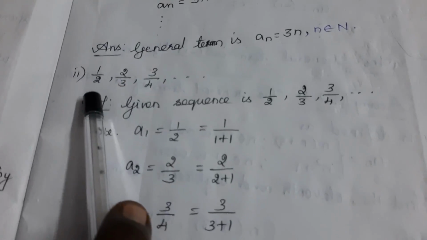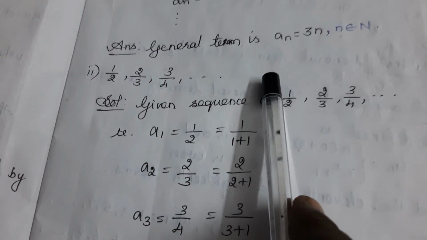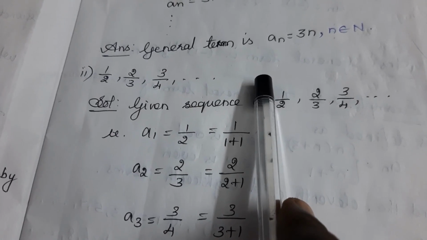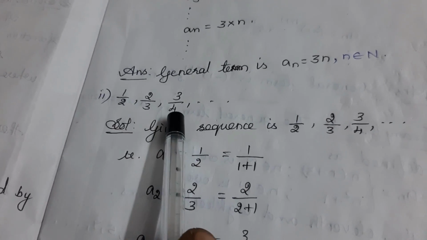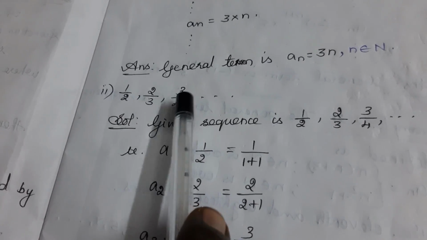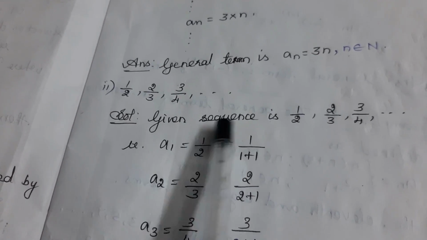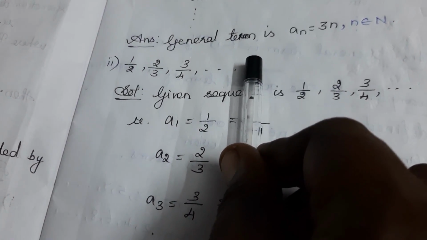Okay, we can continue the same example 220. Second question: 1 by 2, 2 by 3, 3 by 4, etc. Here you have to find the general term. Like the previous question, you consider the first term, second term, third term. So a1 equal to 1 by 2, a2 equal to 2 by 3, a3 equal to 3 by 4.